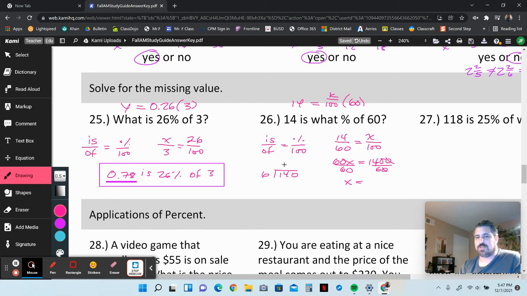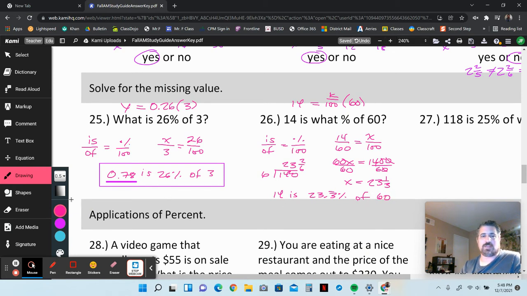6 goes into 14 twice, that's 12 with 2 left over. 6 goes into 20 3 times, that's 18 with 2 left over. So it's going to be 23 and 2 sixths, or 23 and 2 out of 6. You could do it as a decimal, but I just wanted to make it easy for myself as a fraction. So this is 23 and 2 sixths, which is the same as 23 and 1/3. So 23 and 1/3%. And as I know, I have memorized already that 23 and 1/3 is repeating. So I could say that this is the same as saying 14 is 23.3 repeating percent of 60.